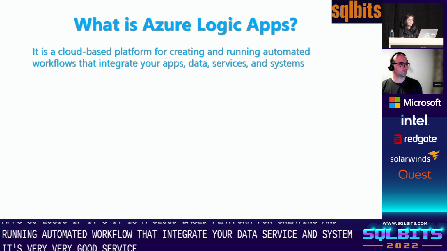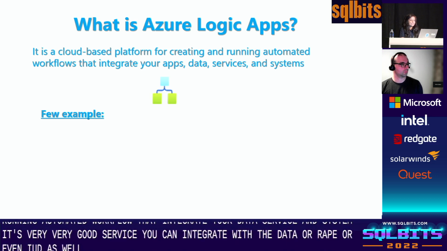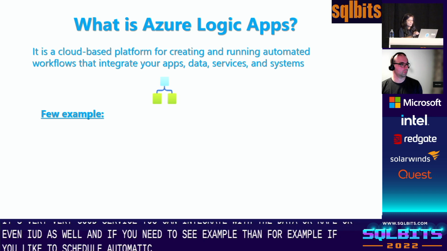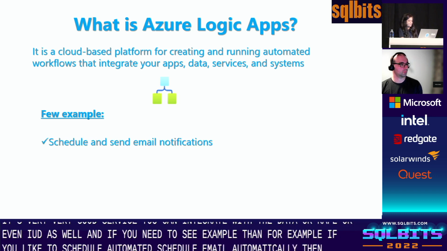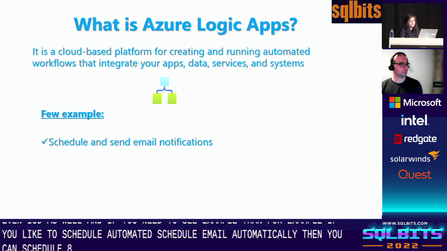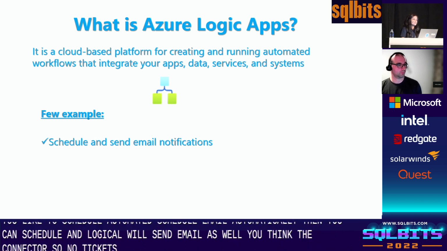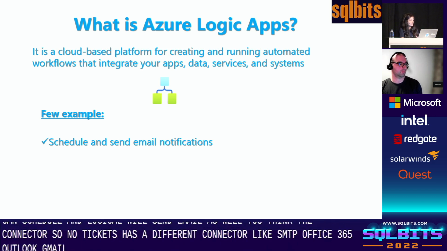You can integrate with data or apps or even IoT as well. For example, if you would like to schedule an email automatically, then Logic Apps will work. You can schedule it, and Logic Apps will send the email using a connector. Logic Apps has different connectors like SMTP, Office 365, Outlook, Gmail. Those connectors are available, and Logic Apps easily sends emails.